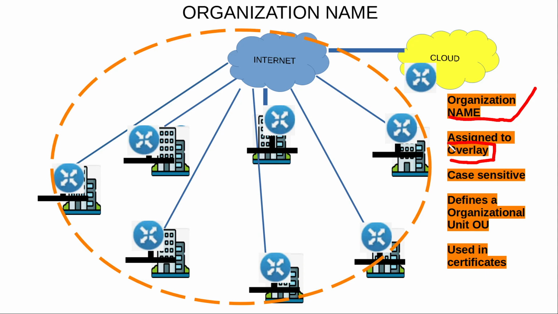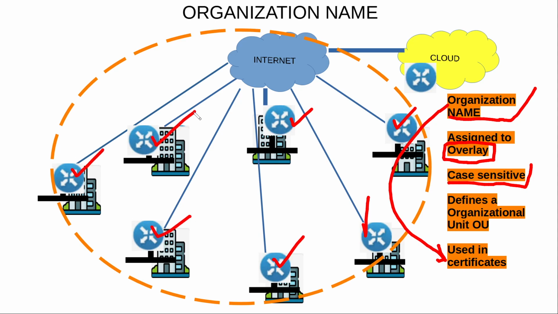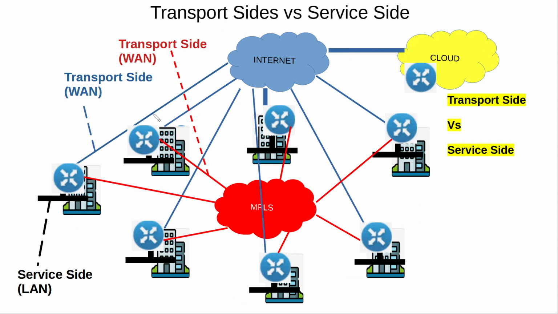It is an overlay setting. It is case sensitive. Remember that it is used in the certificates of all the devices that belong to one SD-WAN network, including SD-WAN edge routers, and controllers, managers, and validators. When referring to the wide area network connections, use the term transport side. And when referring to the local area networks, make use of the term service side. So remember, transport side refers to your wide area network, and service side refers to your local area network.